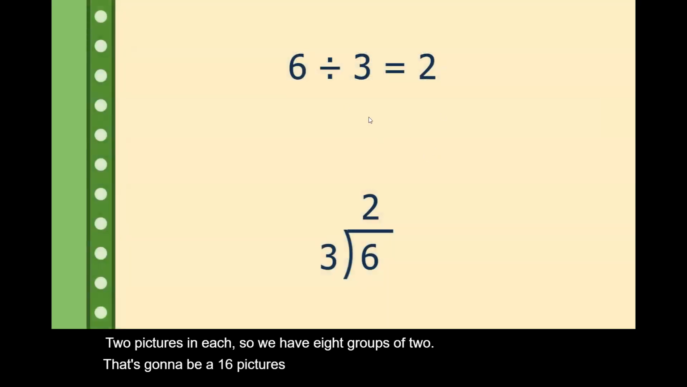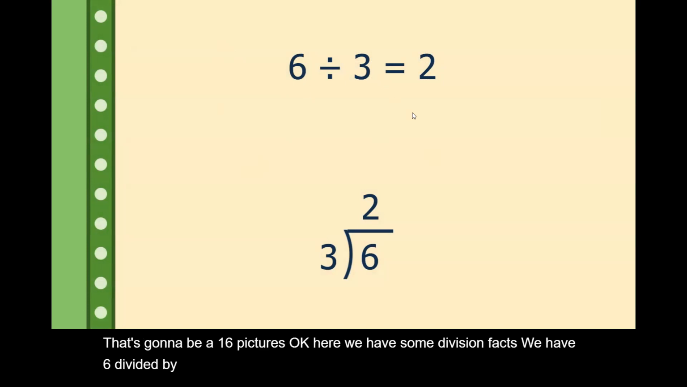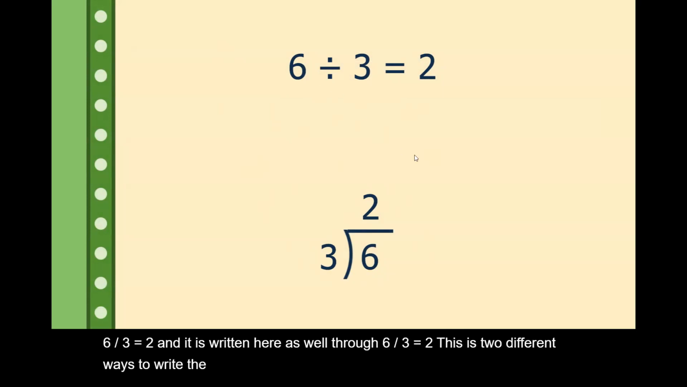Okay, here we have some division facts. We have 6 divided by 3 equals 2. And it is written here as well, 6 divided by 3 equals 2. These are 2 different ways to write the exact same division problem.